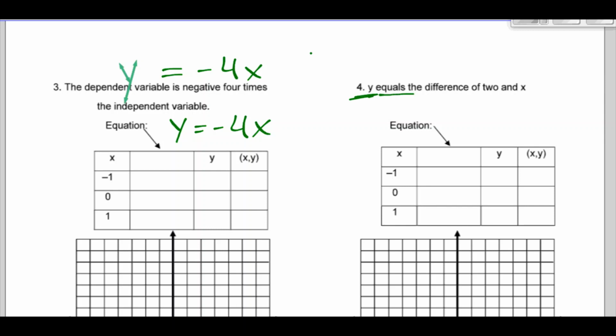Y equals the difference of 2 and x. It's happening in that order. There's no switching words. It's just y equals the difference 2 minus x. Difference means subtracting, and it happens in that order.